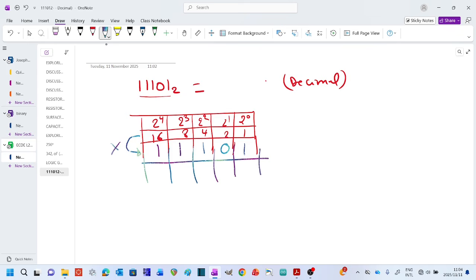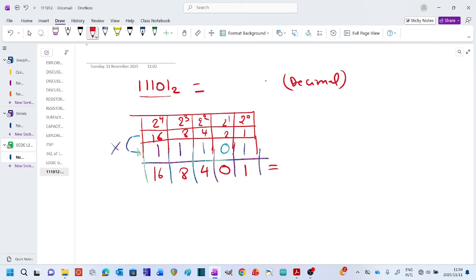So let me go back. 16 multiplied by 1 is 16. 8 multiplied by 1 is 8. 4 multiplied by 1 is 4. 2 multiplied by 0 is 0. 1 multiplied by 1 is 1.